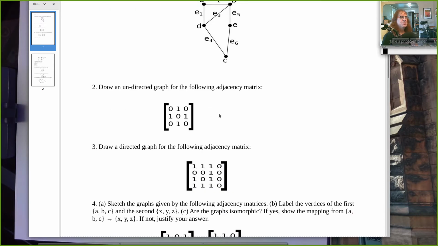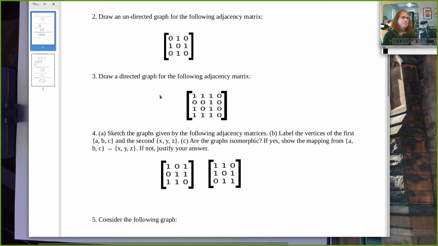And then here's an adjacency matrix for an undirected graph, so sketch the graph corresponding to that. Here's an adjacency matrix for a directed graph, so sketch the graph, but you're going to have arrows on each edge, and you may have pairs of vertices where you have two edges, one in each direction. You may have one edge, you may not have any.